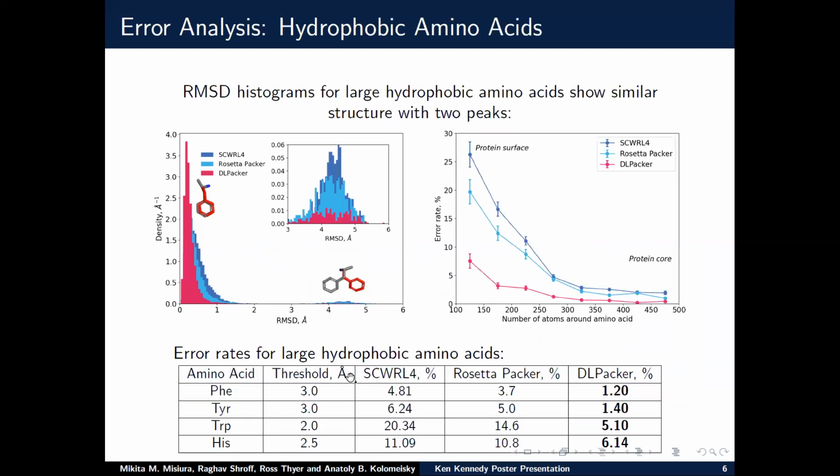We have also analyzed RMSD histograms in detail and found that DL Packer yields significantly lower rate of high RMSD predictions, as shown on the left, both on the surface of proteins and in the interiors, as shown here on the right. Please reach out to me if you have any questions during the poster session, and I will be happy to discuss our methods and the results in much more detail.